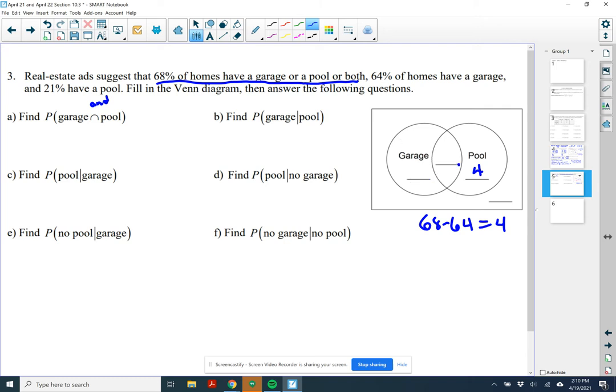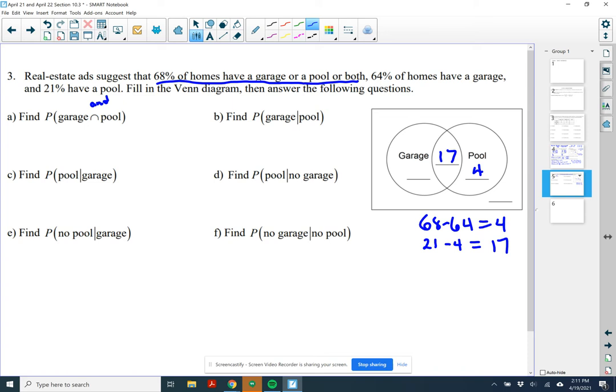Okay, now I do know that 21% have a pool. So the missing blank here in the middle, take away the 4. 21 take away 4 will get me that missing blank in the middle. So 17%, because the two numbers here have to add up to 21. So that has to be a 17.